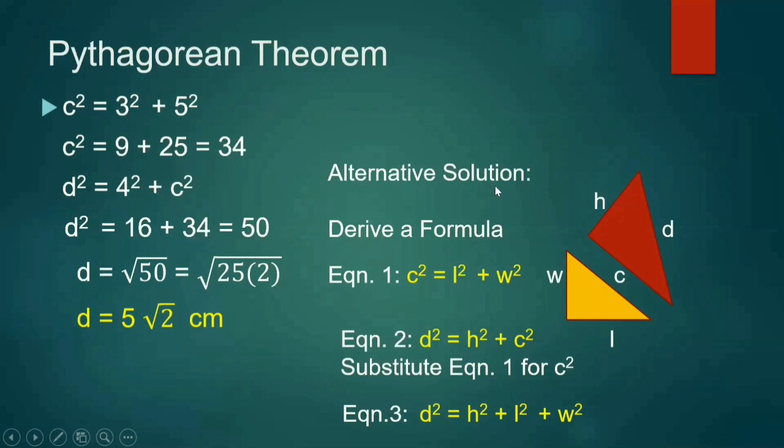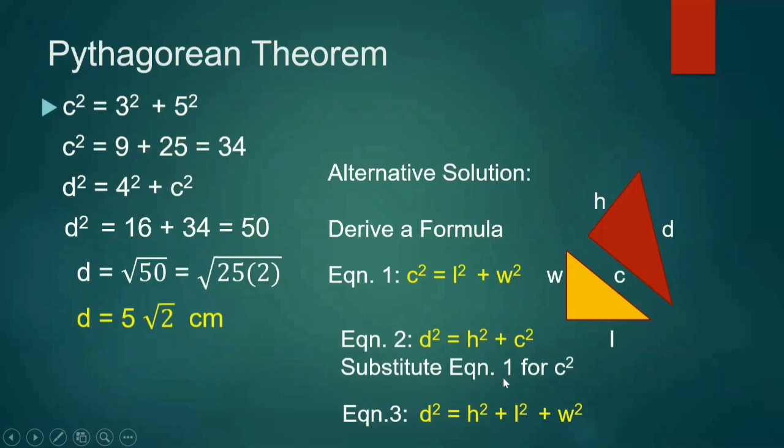And we have an alternative solution. We can derive a formula so that we will have one formula for the whole problem. Equation 1 is the formula for C: C squared is equal to L squared plus W squared. And equation 2 is the formula for D: D squared is equal to H squared plus C squared.